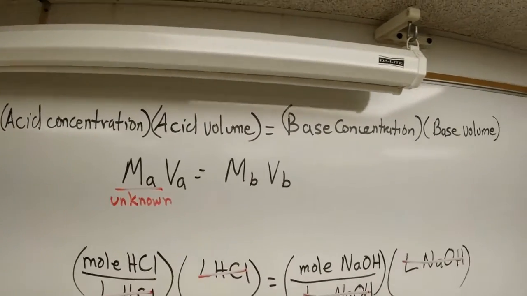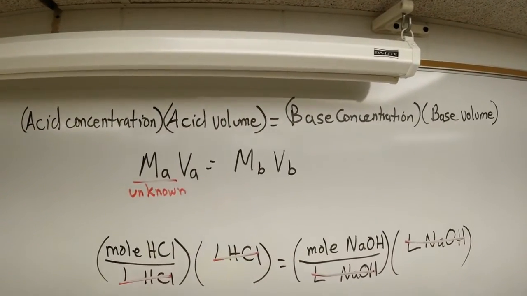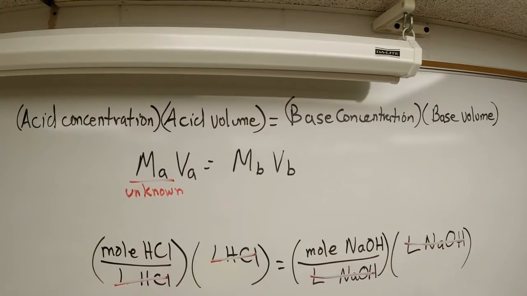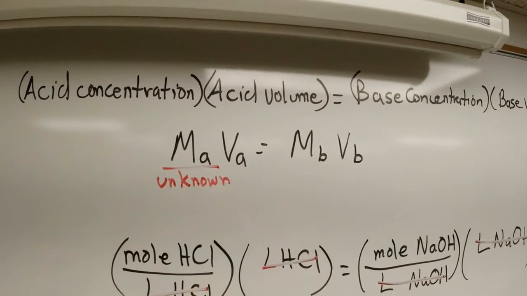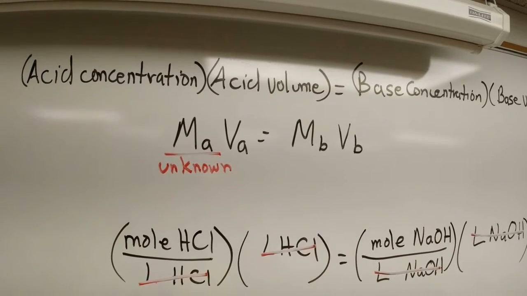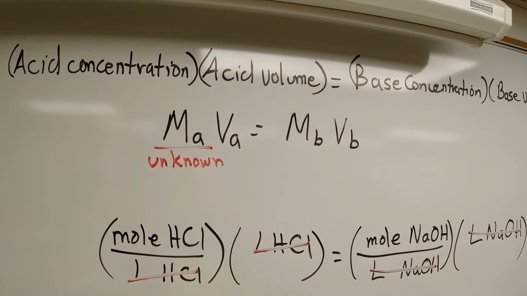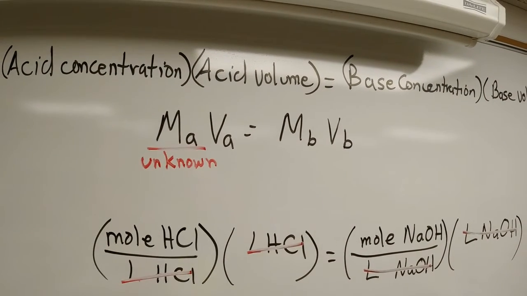The formula is acid concentration times the acid volume is equal to the base concentration times the base volume. Another way to say that is the molarity of the acid, which is our unknown in this case, times the volume of the acid equals the molarity of the base times the volume of the base.